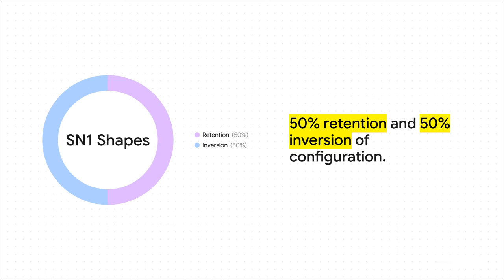If it attacks from the right side, the molecule retains its original structural shape. We call this a retention of configuration. But if the nucleophile swoops in from the left side, the final molecule's shape actually flips. That's an inversion of configuration. And since both sides are equally exposed, it's basically a coin toss, resulting in a perfect split, 50% retention, 50% inversion.